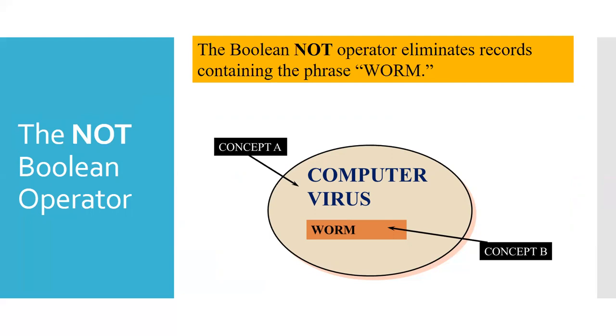It's the same way in library databases using the word not, same concept. So if you want to search for computer virus, but you don't want to include worms, just search for computer virus, not worm, and you won't have to wade through all those articles that you don't want.